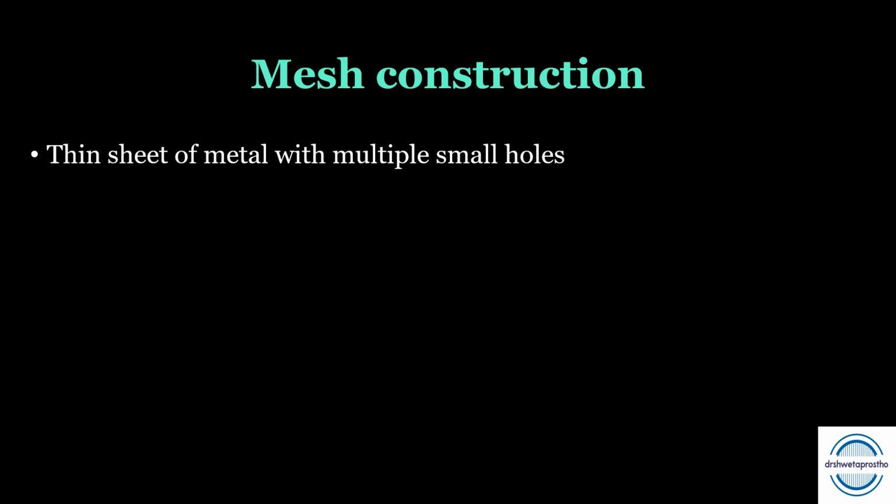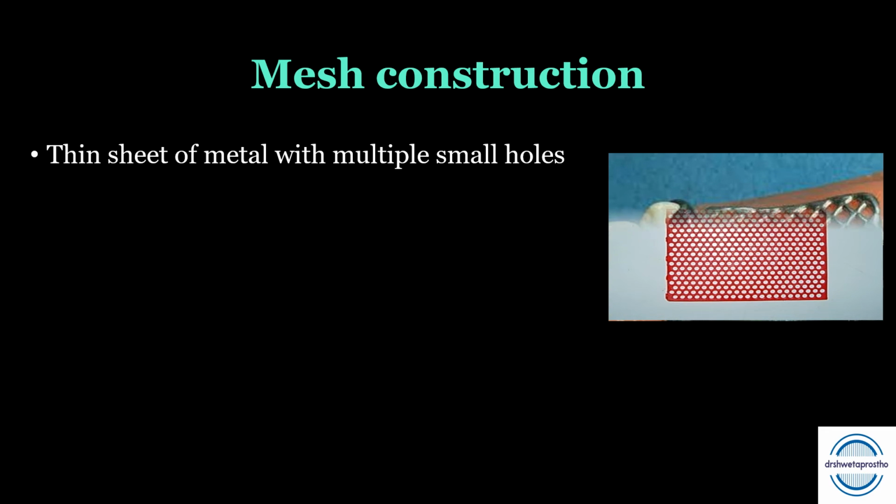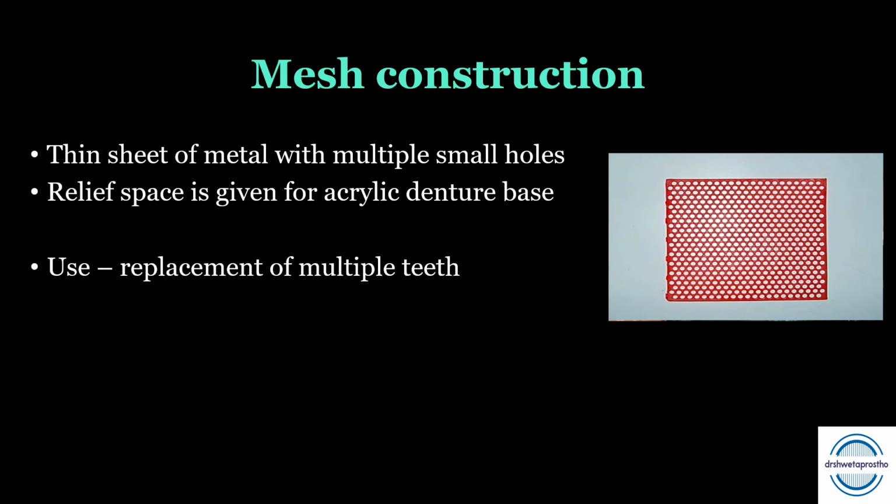Second is the mesh construction. In this, a thin sheet of metal with multiple small holes is used as a minor connector. Mainly the wax mesh is used to form the minor connector, and then the casting is done to obtain the metal sheet. Second, relief space is always given below the mesh so as to incorporate the acrylic denture base. It is mainly used for replacement of multiple teeth.